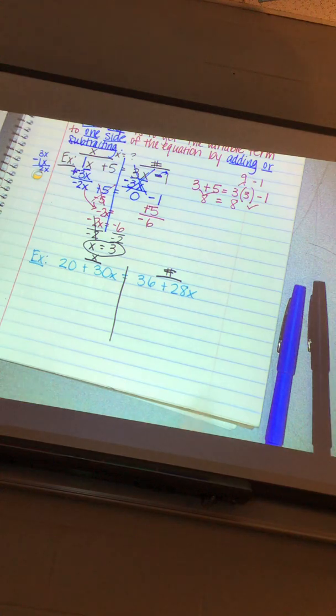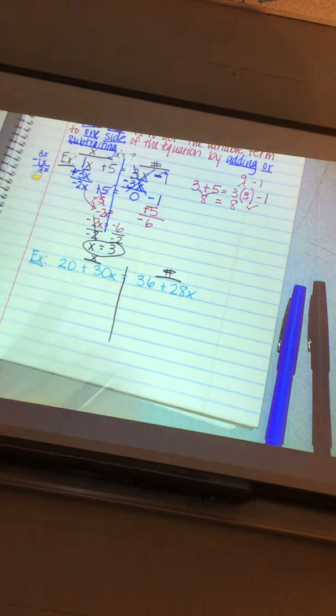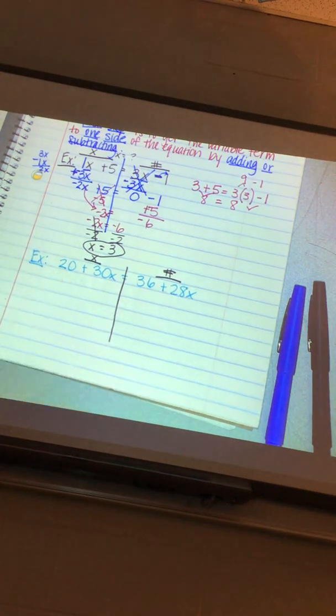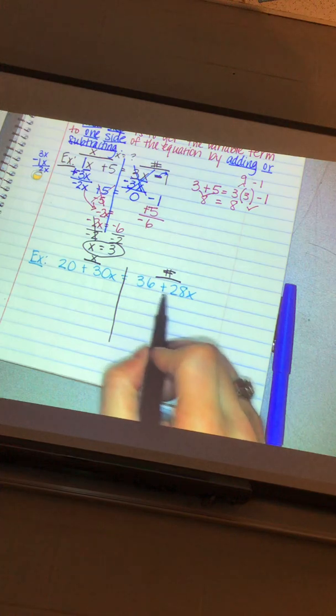So that means you can right now go ahead and pick out what needs to move. We're going to have to move this guy to the x side because he's an x. This guy to the number side because he's just a number. He doesn't have an x. So we could start with anyone. I like to start with my x's first. So if I have a positive 28x, I need to subtract 28x from both sides.